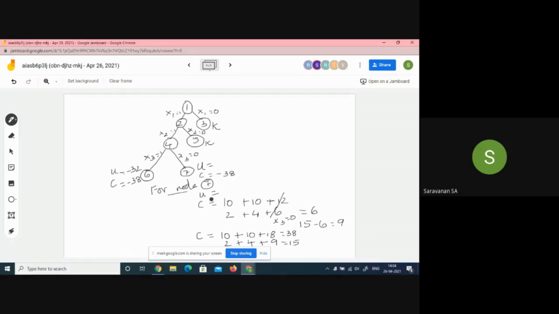And as I told you, without fraction, here you can add a U value, right? But there is no fraction at all. So I can add all the items as it is. That is 38 only. So U value will also be minus 38, right? So this is for this level.